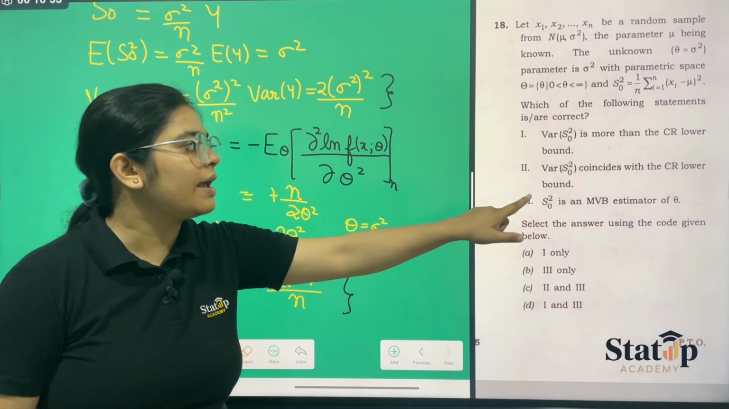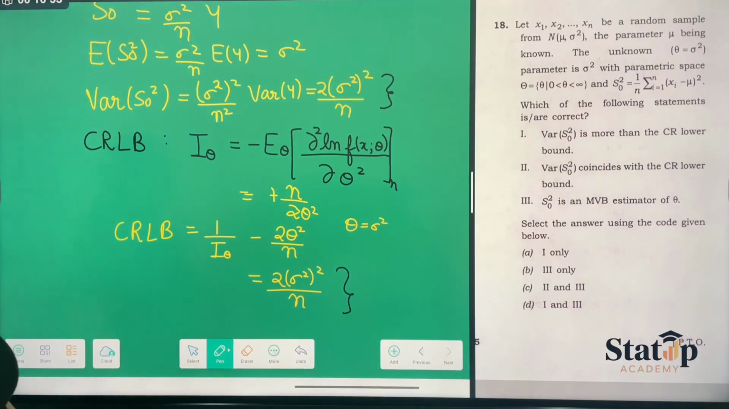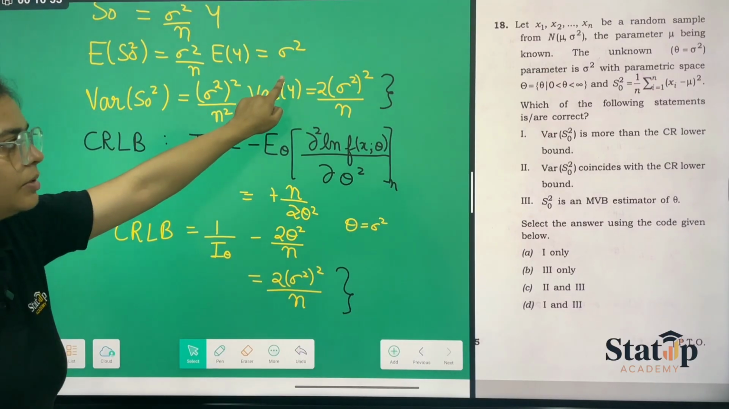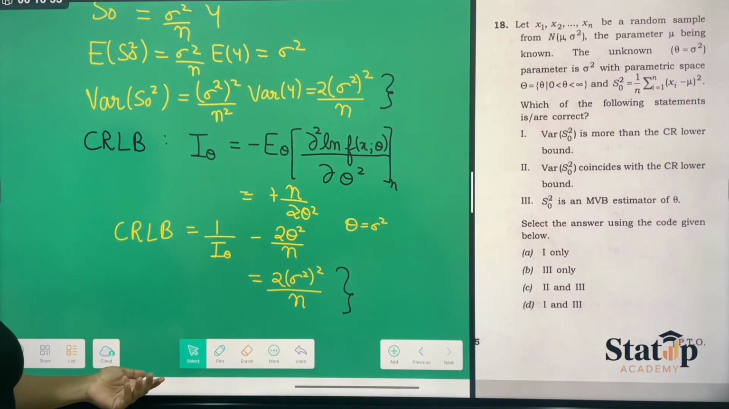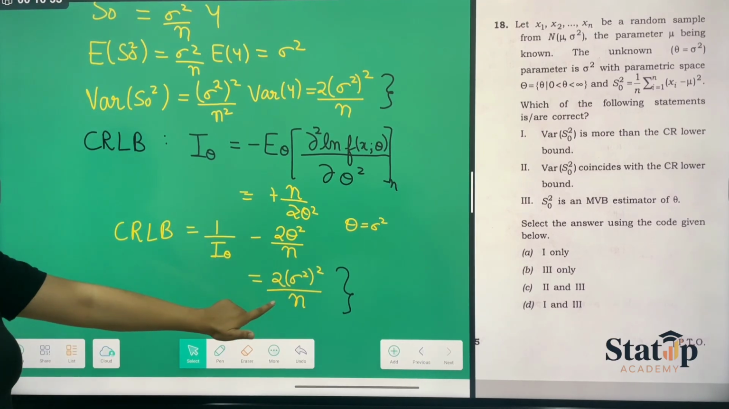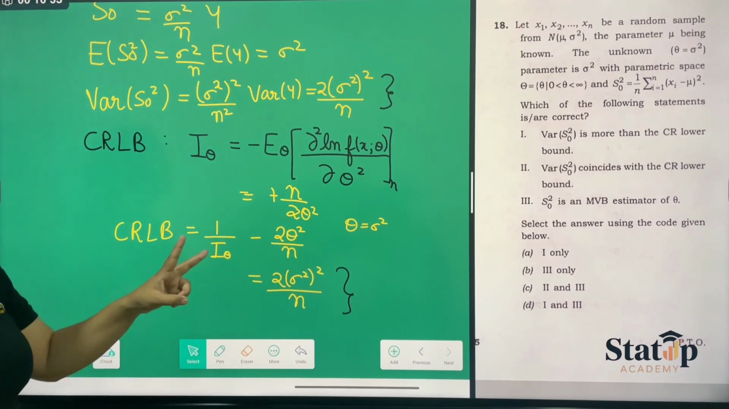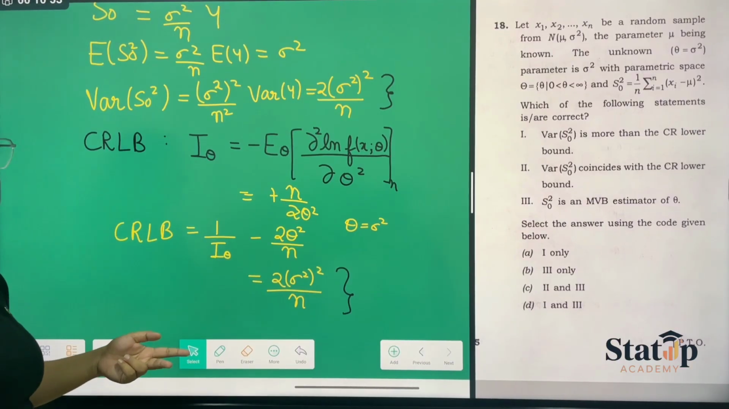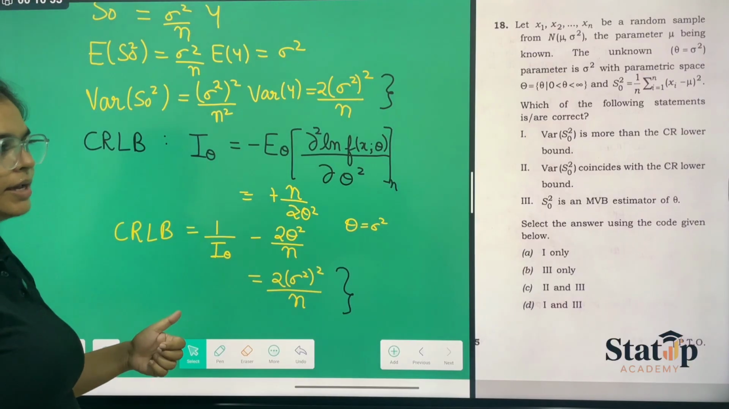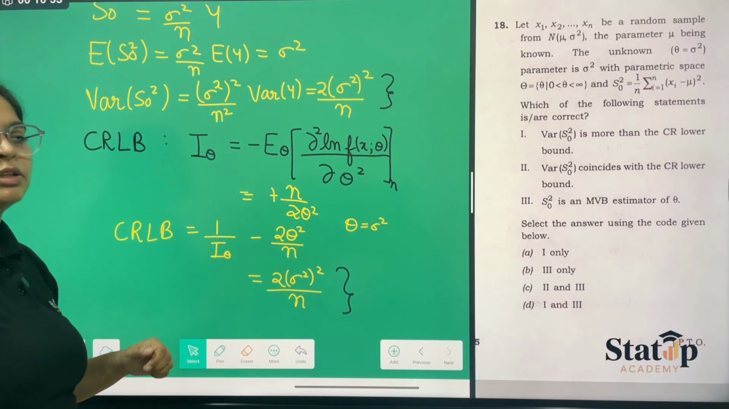S naught square is the MVUE of theta, the minimum variance unbiased estimator of theta. Here you can see that the expectation of S naught square is sigma square, which means that it is an unbiased estimator. Whenever an estimator is unbiased and also coincides with the CRLB, then it is MVUE. So it coincides with the CRLB and it is unbiased. Two of the necessary conditions are fulfilled, and hence we can say S naught square is the minimum variance unbiased estimator of theta. Hence statement 3 is also correct.